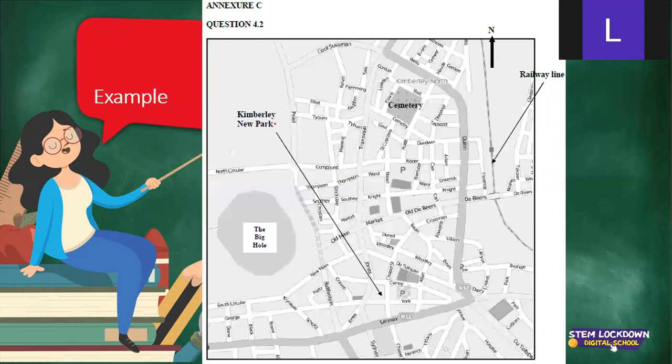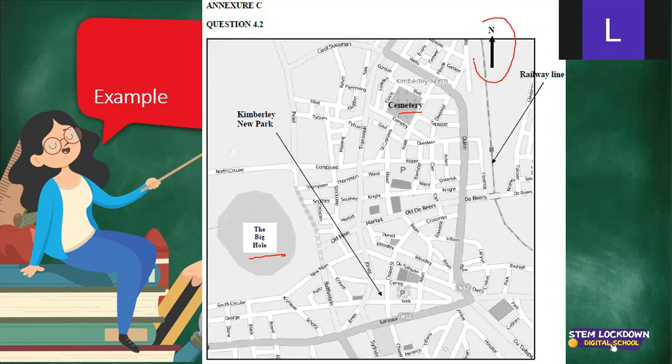Now I want us to look at an example. This is a street map of a place called Kimberley. I think it's called the City of Diamonds, something like that. Before you answer your questions, first try to understand and analyze everything that is given on the map. Look for landmarks. I can see a landmark: there's a big hole. I can see the cemetery, the stationery.